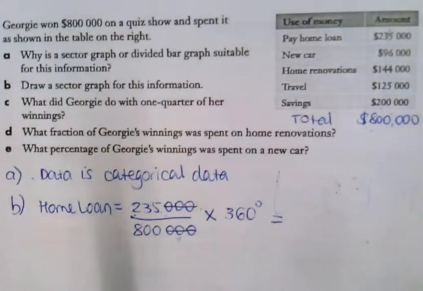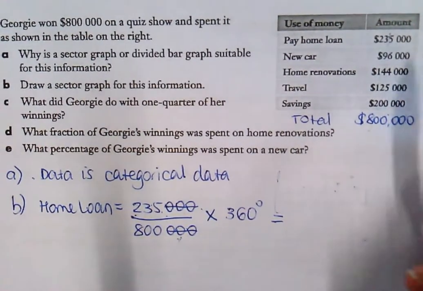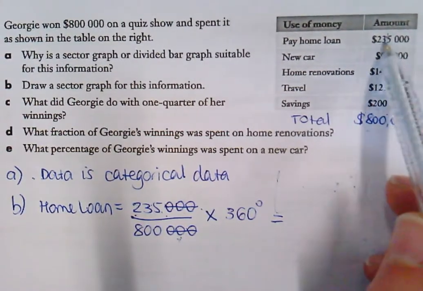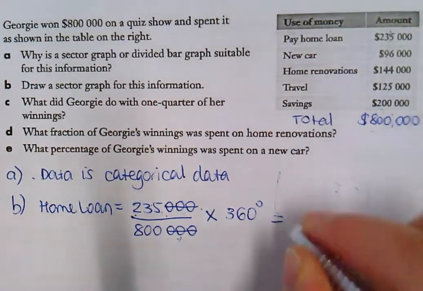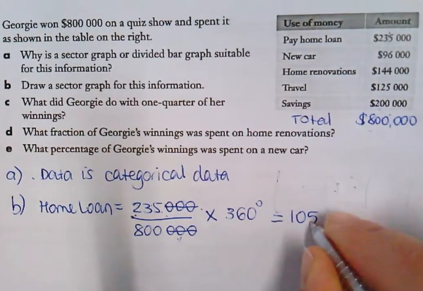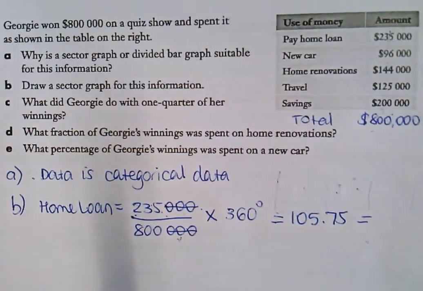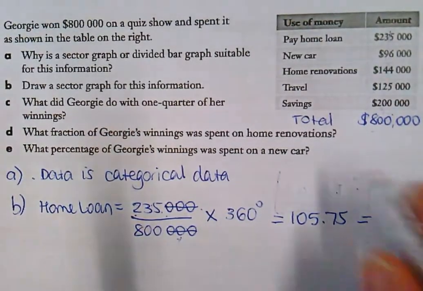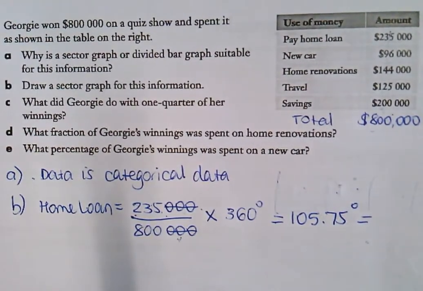Sorry, when I was talking about those values, I was talking about percentage, but we're doing actual quantity. So we've got more than a quarter is going on to the home loan. A quarter is 90 degrees. Yeah. So we've got 105. Now I'm just going to keep it like that. I'm not rounding off. 105.75 because I think we're probably going to round this one up to 106 degrees, but we're going to wait till the end.